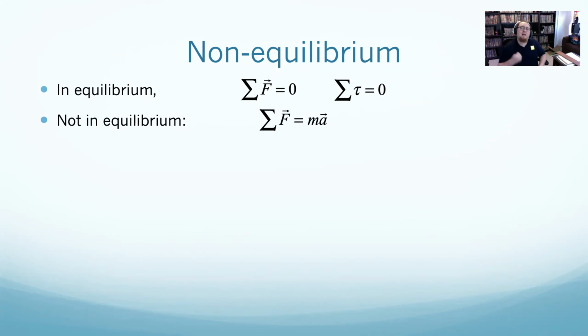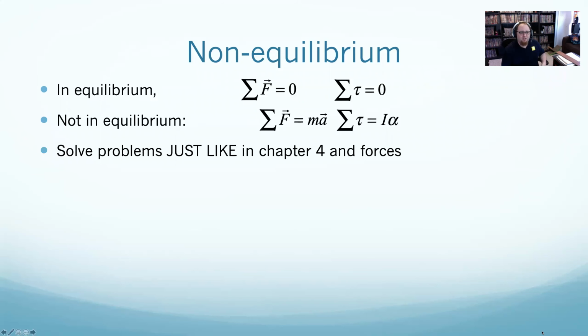And what we're going to say when you apply torques is you give an angular acceleration. The sum of torques will be I alpha. Anytime you set something spinning, if you know its inertia, you can figure out how fast it's going to rotate. You just add up all your torques and set it equal to I alpha. You'll solve problems just like in chapter 4 in forces, where you'll make a free body diagram, look where the forces are, and solve for where the torques are.